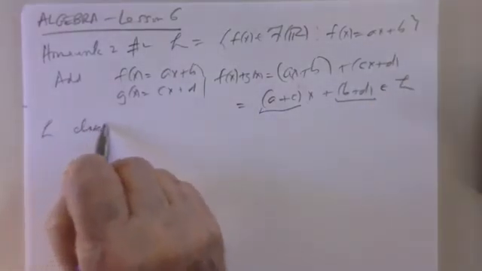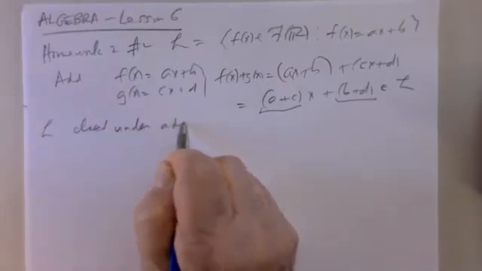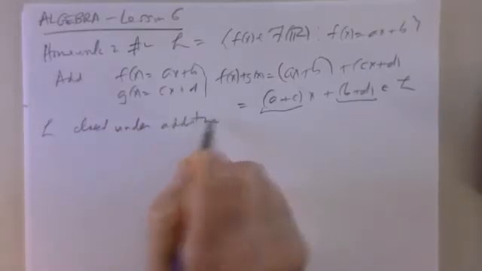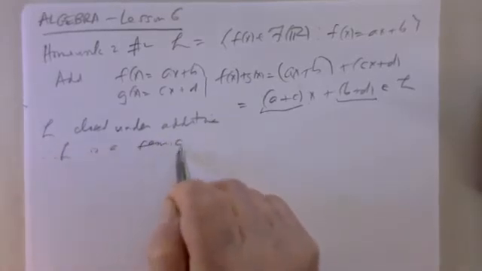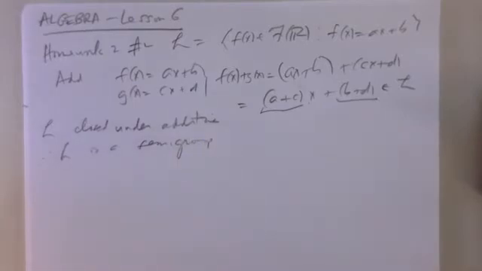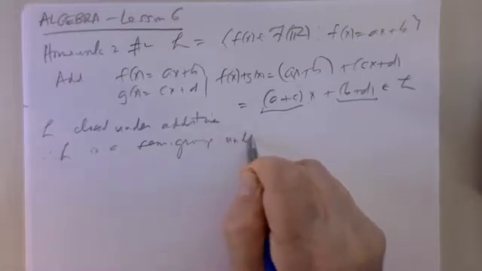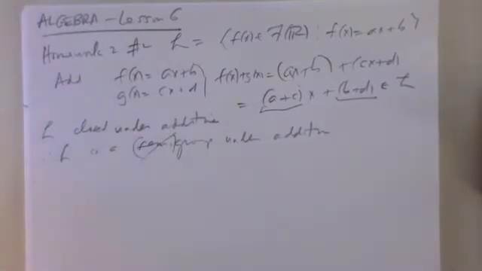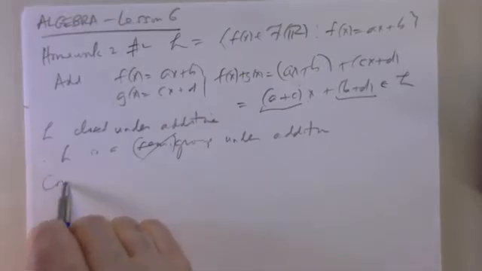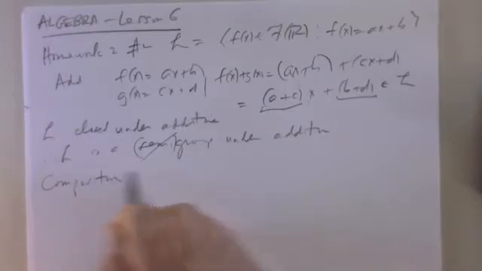So L is closed under addition of functions. So L is a semigroup under addition. In fact, it's also a group under addition, but I didn't ask you to check that. But there's another operation that you can perform on functions, which is composition of functions.